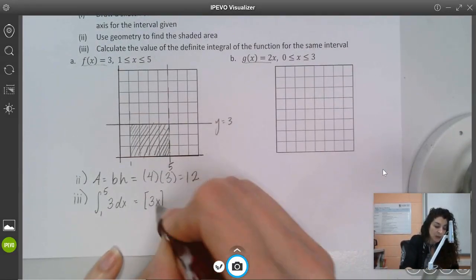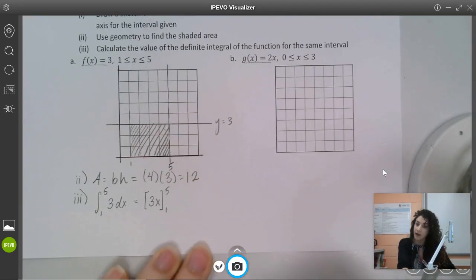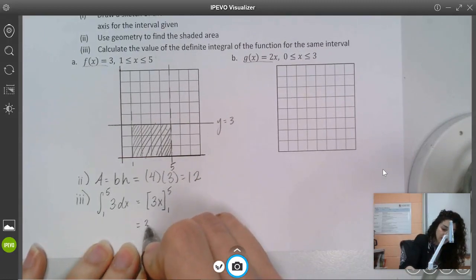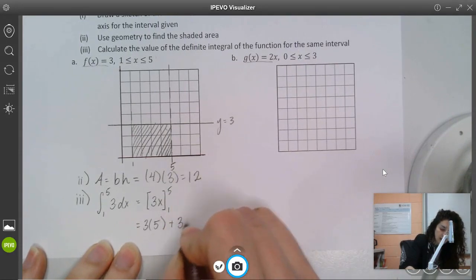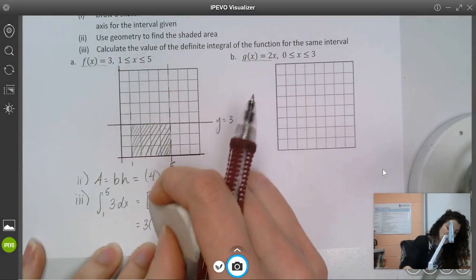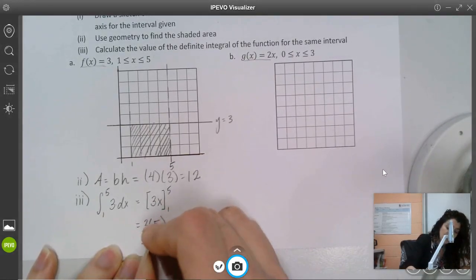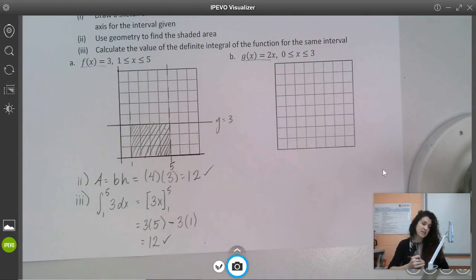And so here's your general integral, your indefinite integral, and we're going to evaluate it from 1 to 5. Which means that we first plug in 5 for x, and then plug in 1 for x. Oops, and do not add them. We are subtracting them. So that'll be 15 minus 3, which is 12, which is the exact same thing that we just got above from just using geometry to find this area. So they're the same thing. Let's try it again.